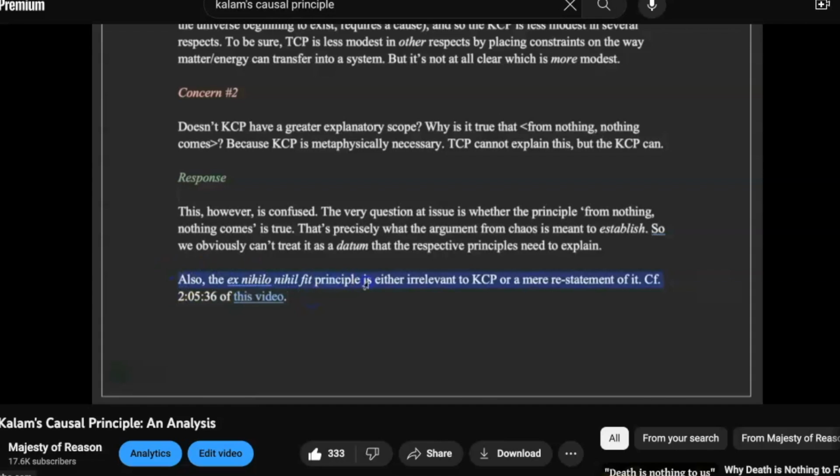So, the ex nihilo nihil fit principle, which is this principle up here, from nothing, nothing comes, that means ex nihilo nihil fit. I probably pronounced that incorrectly, but that's okay. That principle is either irrelevant to KCP, or it's a mere restatement of it. So you can see this video here, which I'm going to take us through.